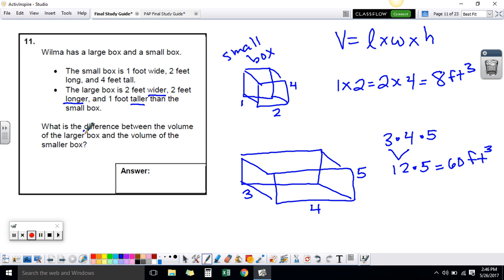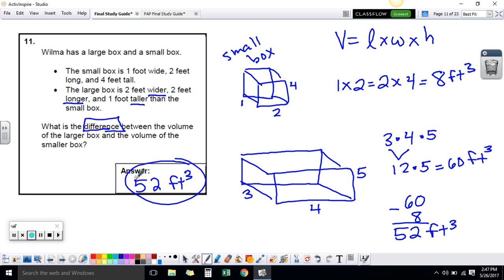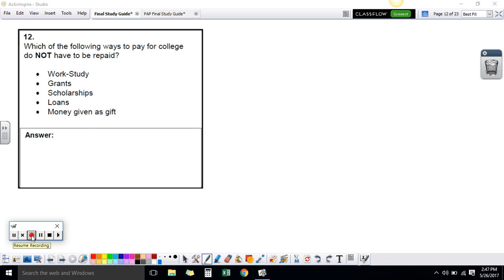And the question says, what is the difference between the volume of the larger box and the volume of the smaller box? Difference means that you are going to subtract. So we're going to subtract 60 minus 8, and we're going to get 52 cubic feet. So the large box is 52 cubic feet larger than the small box.